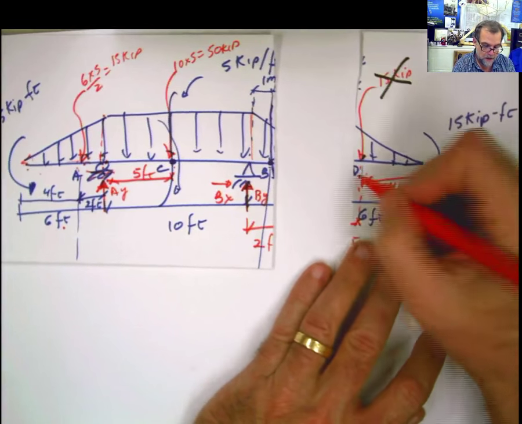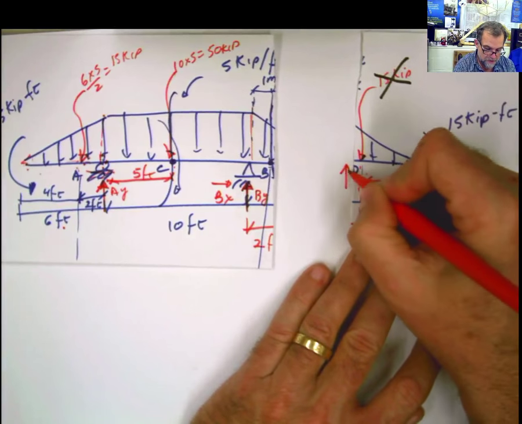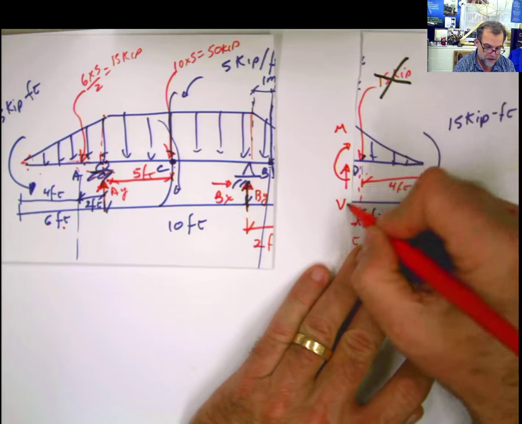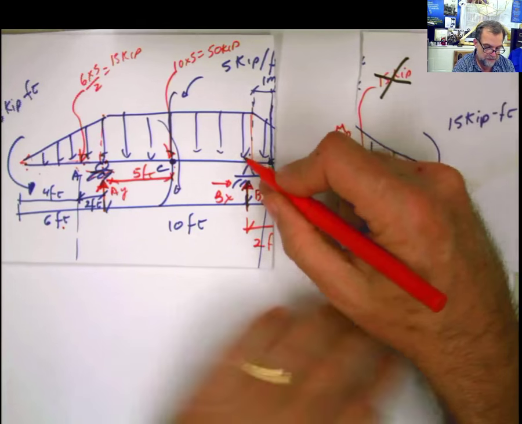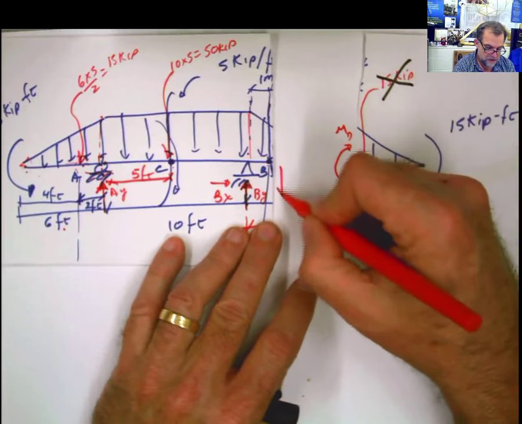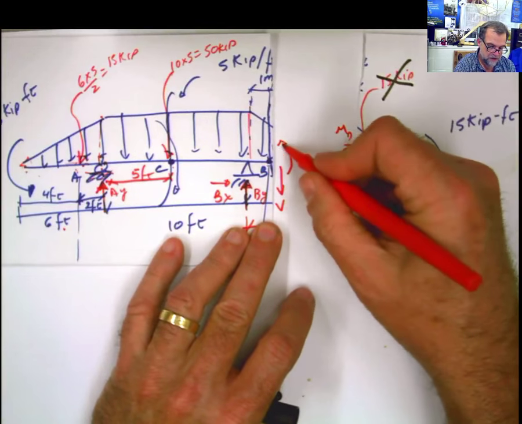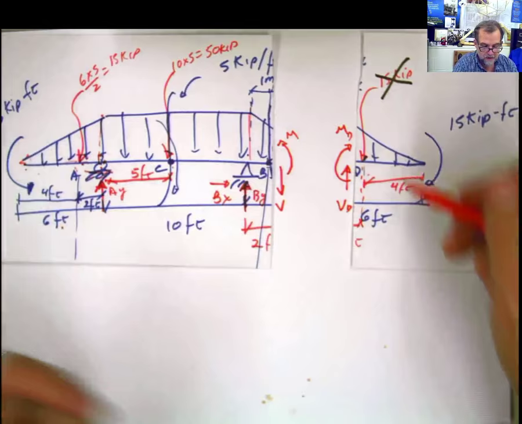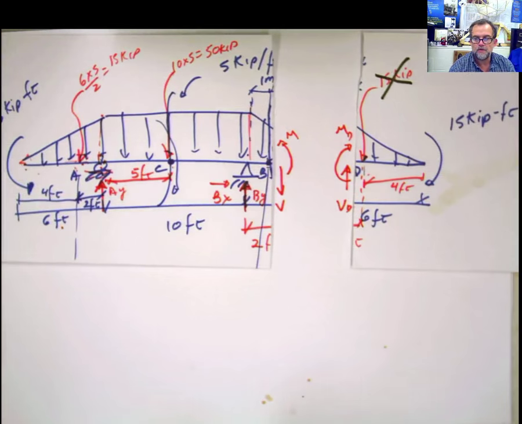If I'm going to study this side, remember the V is going to be like that, and the moment at D is going to be like that. And if I'm studying this side, then the V is going to be like that, and the moment is going to be like that. And I select whichever side. Of course, this side is easier to see.